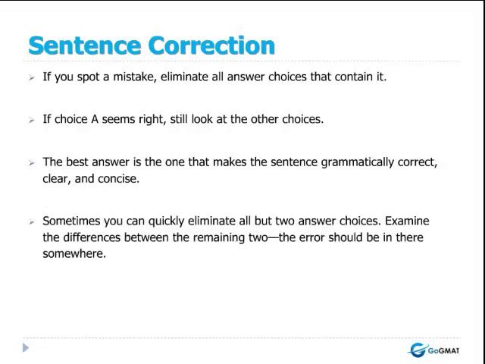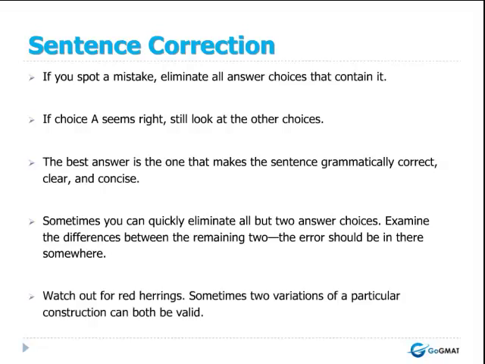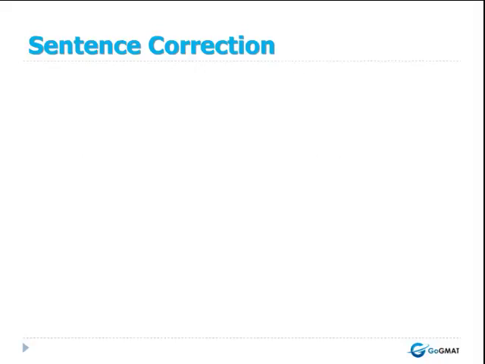Sometimes you can quickly eliminate all but 2 answer choices. Examine the differences between the remaining 2. The error should be in there somewhere. You will find the key in one of the parts that is differently worded or in something that is present in one choice but not the other. Watch out for red herrings, though. Sometimes 2 variations of a particular construction can both be valid.